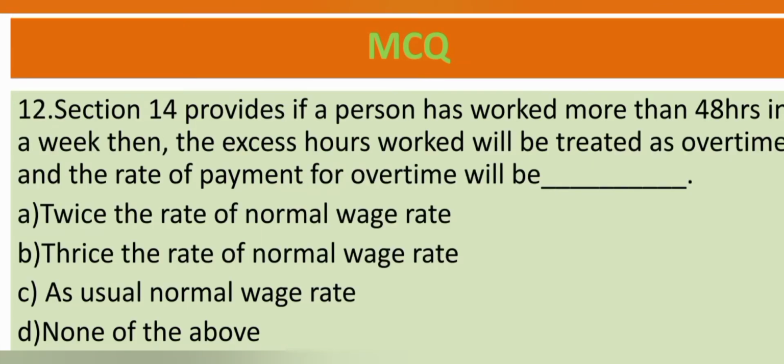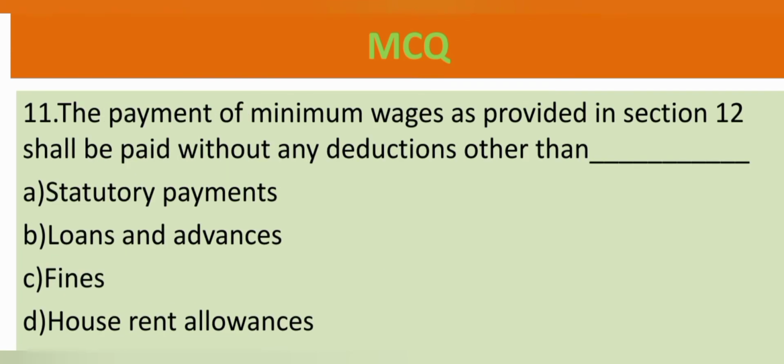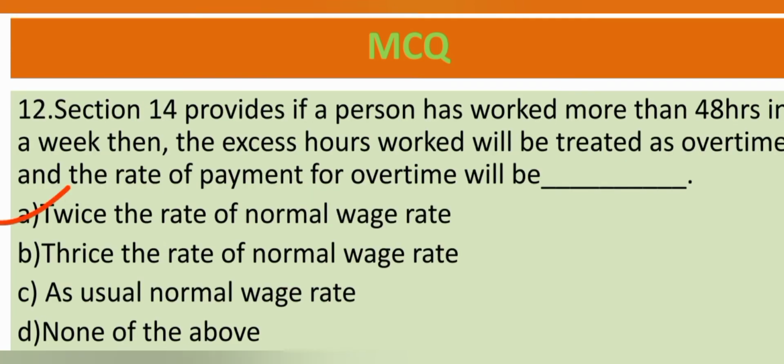Question number 12. Section 14 provides if a person has worked more than 48 hours in a week, then the excess hours worked will be treated as overtime, and the rate of payment for overtime will be what? So the rate of overtime will be twice the rate of normal wage rate. As per law, a person has to work for 48 hours in a week. But if he works more than those 48 hours, then definitely it will be treated as overtime. So in this case, the rate for payment of overtime will be twice the rate of normal wage rate. So the correct option is option A, twice the rate of normal wage rate.